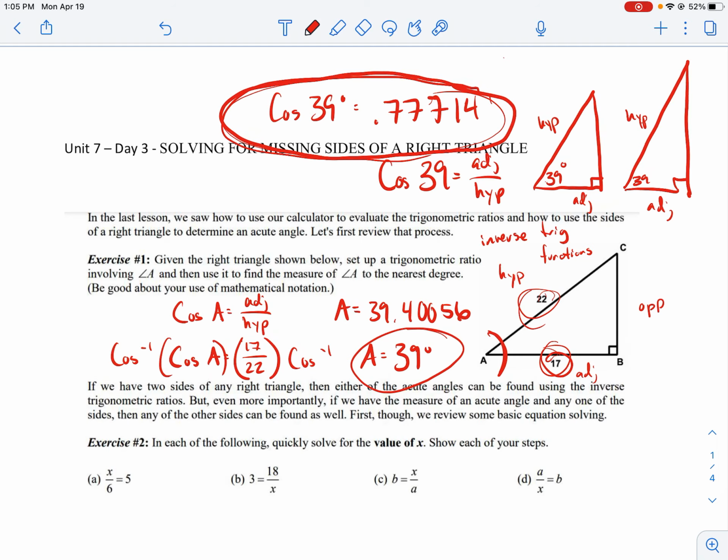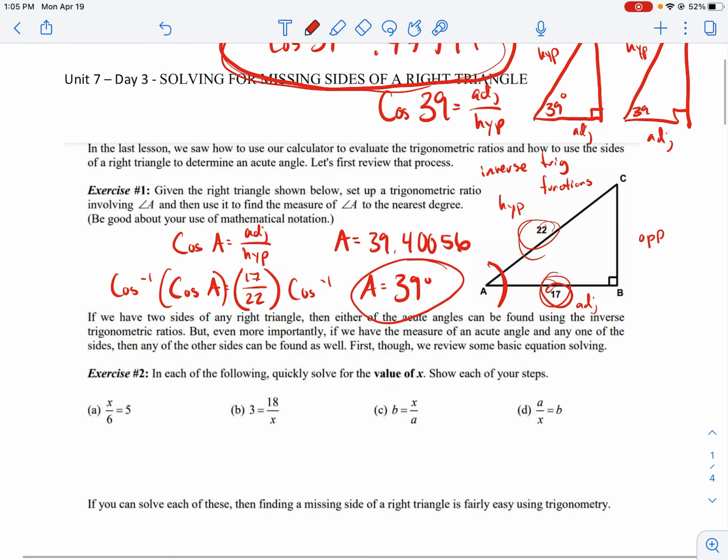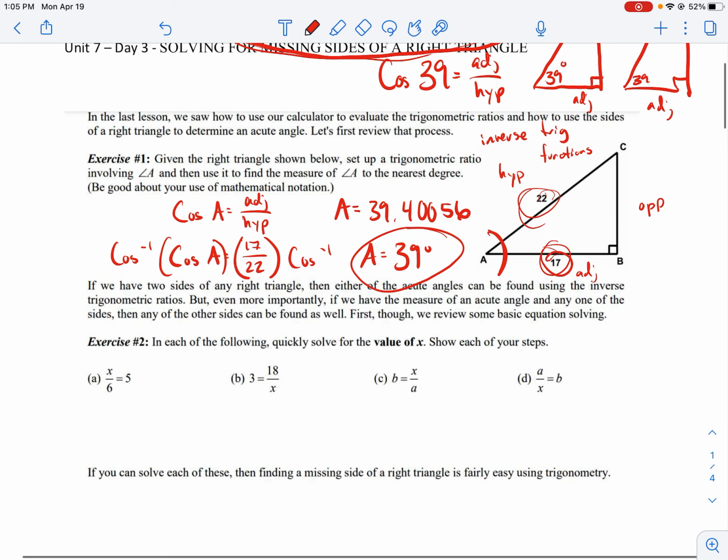Okay? So anyway, if we have two sides of any right triangle, then either of the acute angles can be found using the inverse of trigonometric ratios. But even more importantly, if we have the measure of an acute angle and any of the sides, then we can use trigonometry to find the length of any side, or evidently any angle as well.